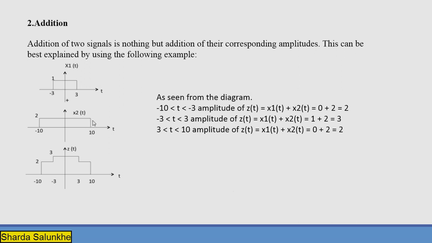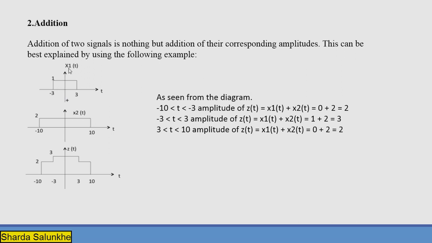Next one is the addition. Again, this basic operation is performed on the amplitude. That is, addition of two signals is nothing but the addition of their corresponding amplitudes. That means x1 of t and x2 of t are the two inputs, and we are going to add these two signals. Then you have to add the amplitude values of these two signals, and this can be explained by these figures.